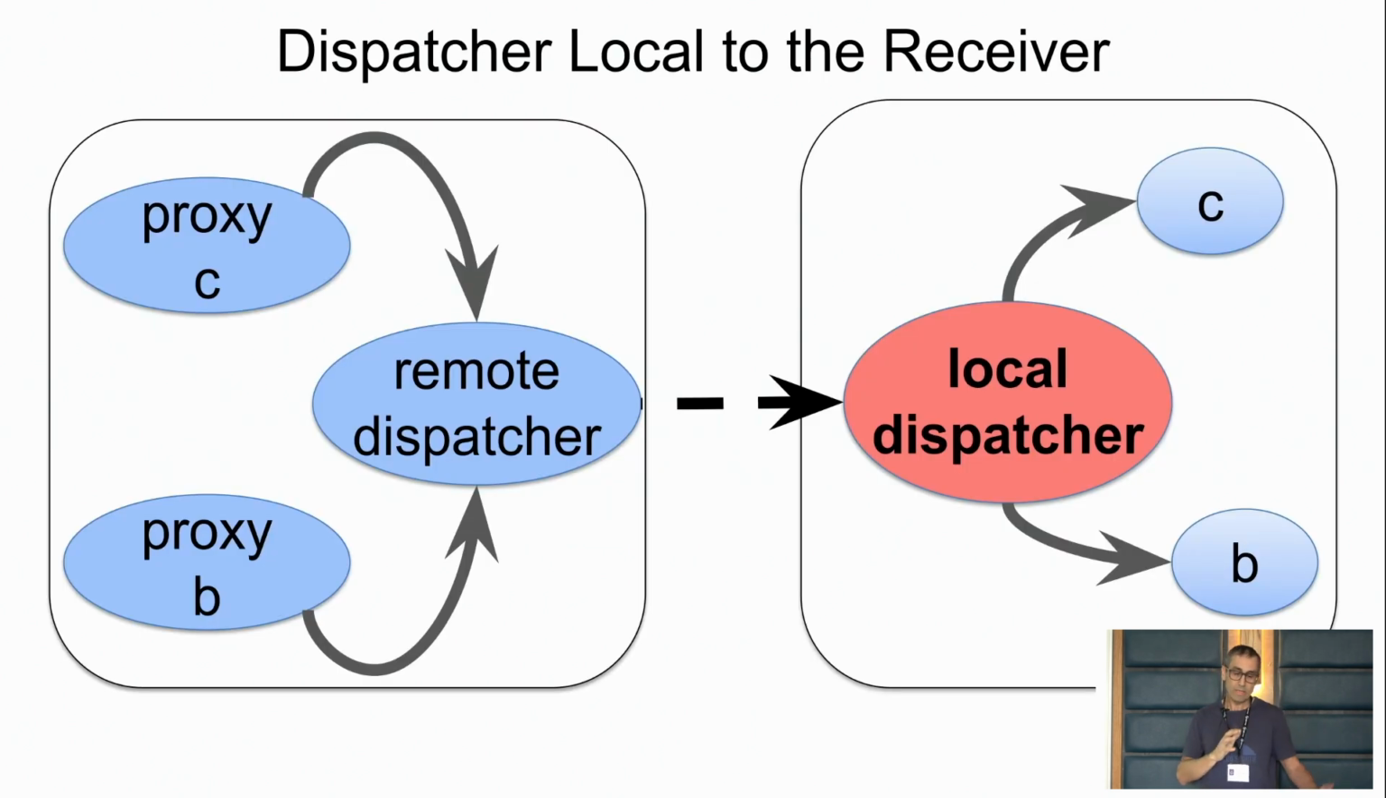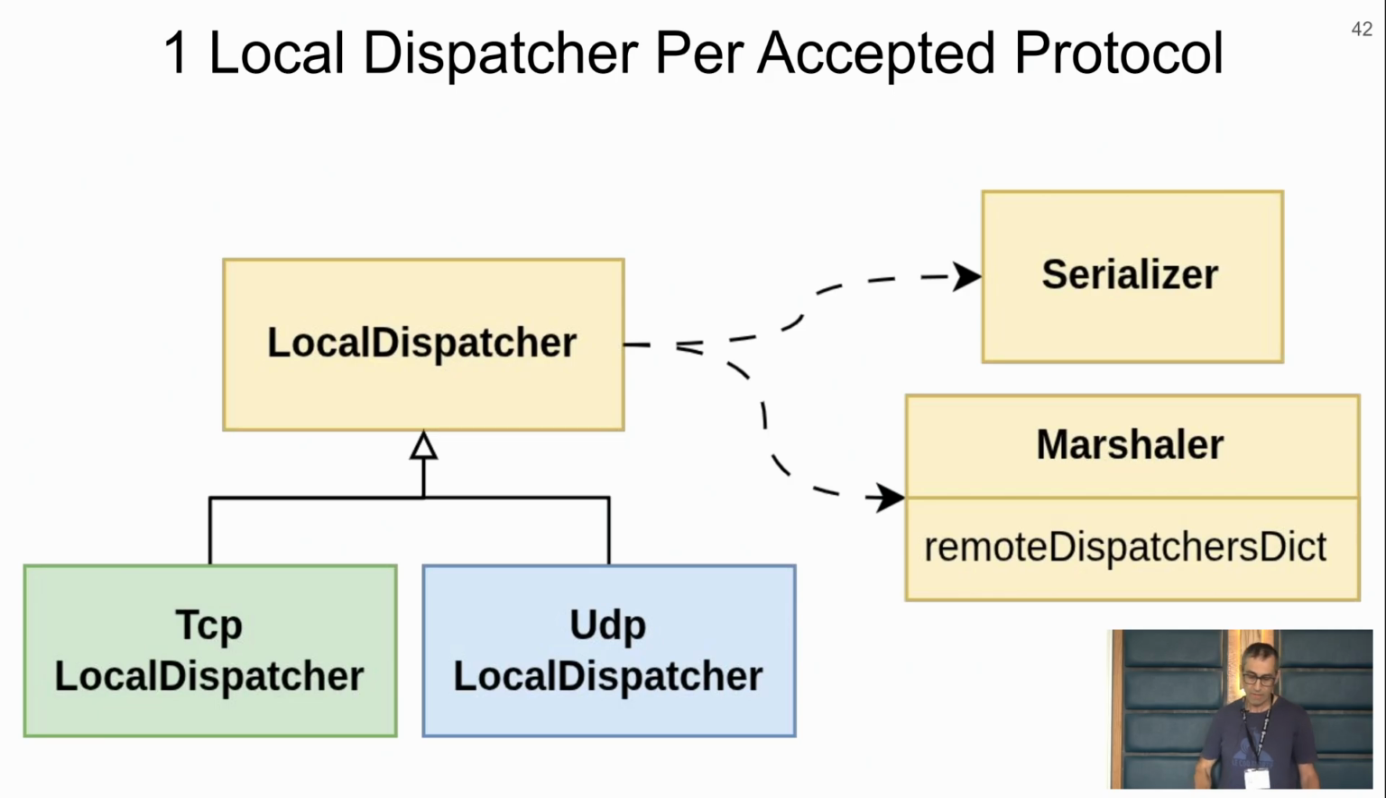So we have the remote dispatcher on one side, and on the other side, after going through the network, we have a local dispatcher that decides, based on the ID, to which target it will deliver. And actually it does some more stuff. This looks like the class diagram for the local dispatcher. Again, depending on the protocol it accepted, you will use one subclass or the other.